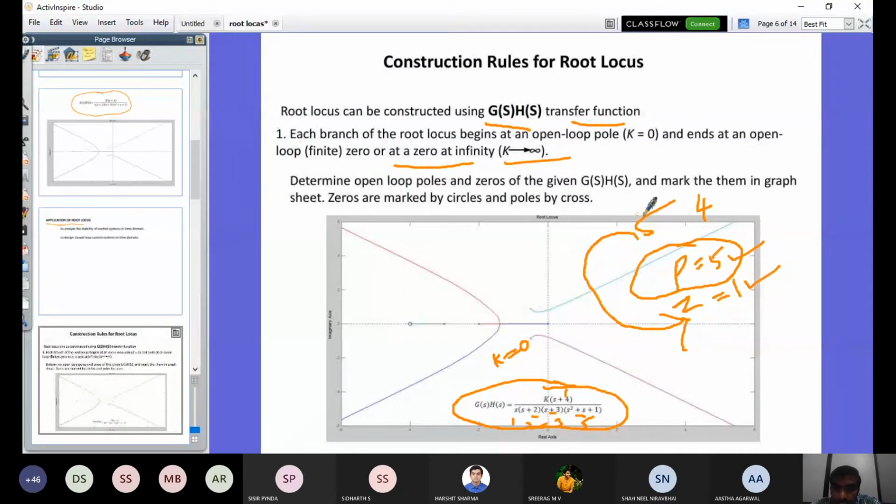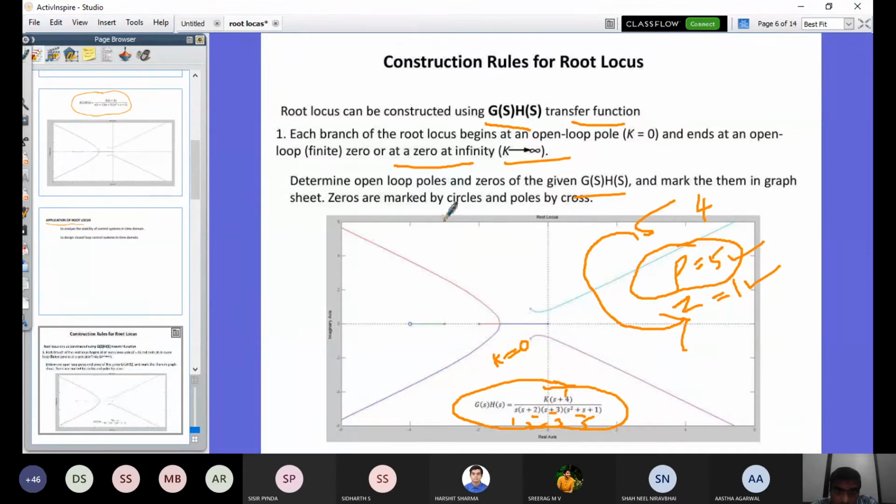So the number of open loop poles is equal to the number of root locus branches. Always the root locus branches start at an open loop pole and end at a finite zero or zero at infinity. Here there are 5 root locus branches. One root locus branch reaches the finite zero, and the rest move to infinity, as K tends to infinity, they reach the infinite zero. That is the point. Next step: determine the open loop poles given in the transfer function G(s)H(s) and mark them in the graph sheet.